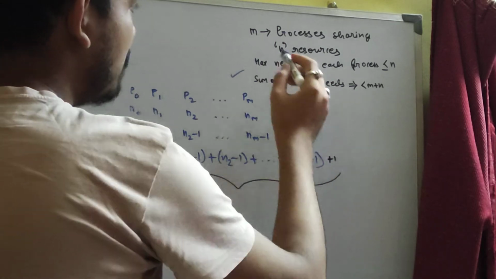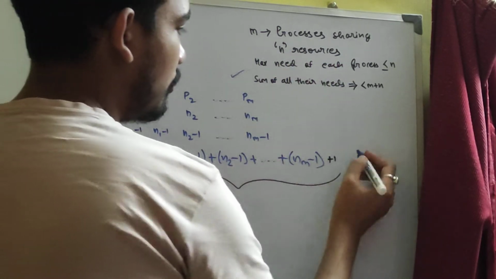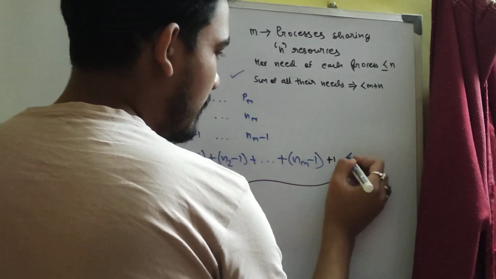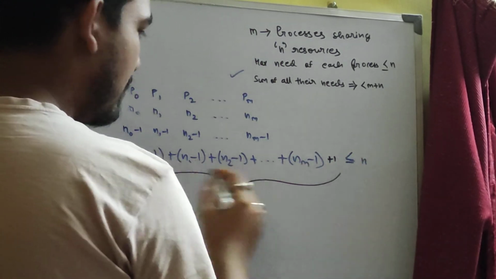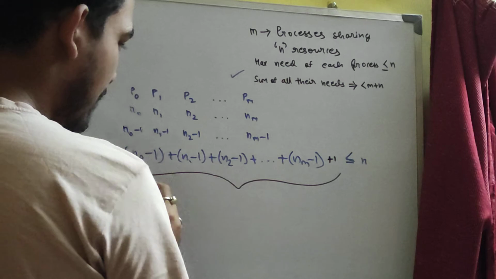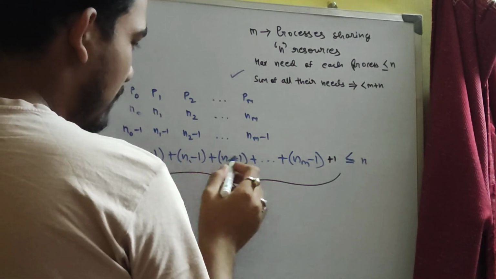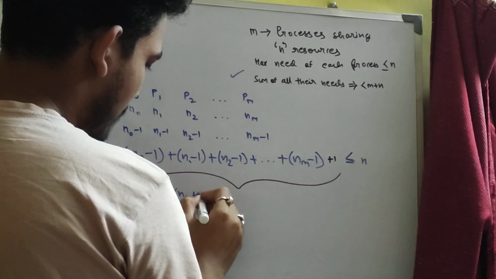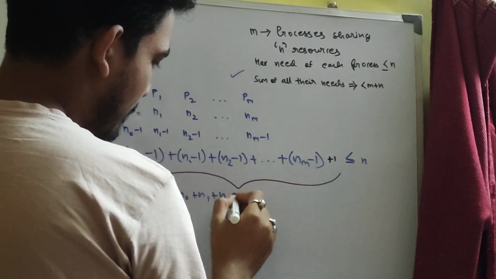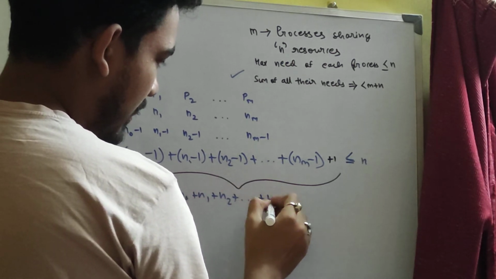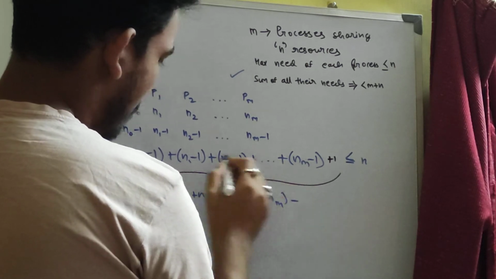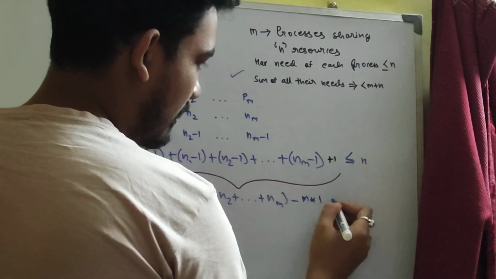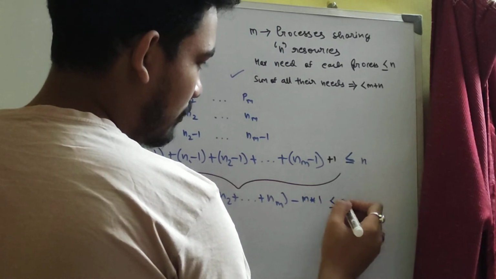Now our maximum resource available is n. So the value of n should either be equal to this or it should be greater than this. So this is the final equation we are getting. Now the value of 1 here is repeated m times, so we will write this as n0 plus n1 plus n2 plus dot dot dot up to nm, and this value of 1 is repeated m times, so we will write it as m into 1. This is less than or equal to n.